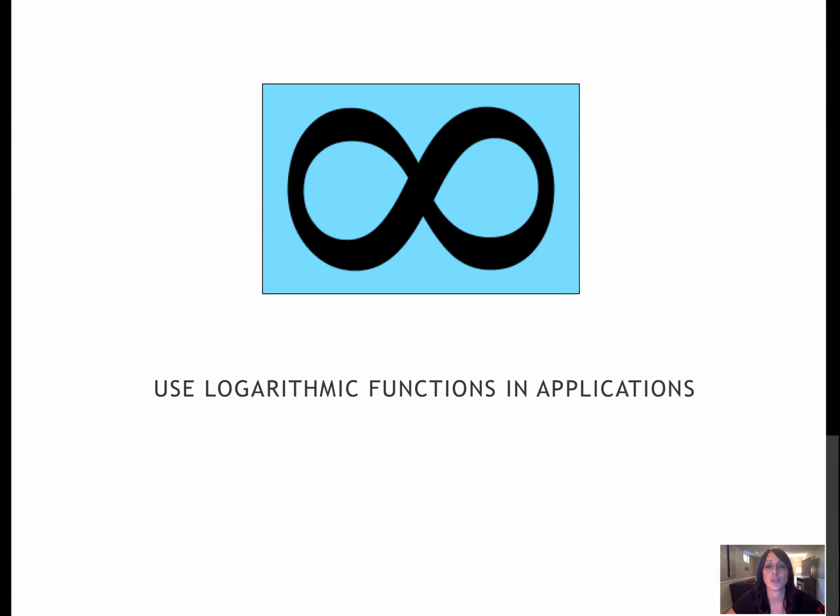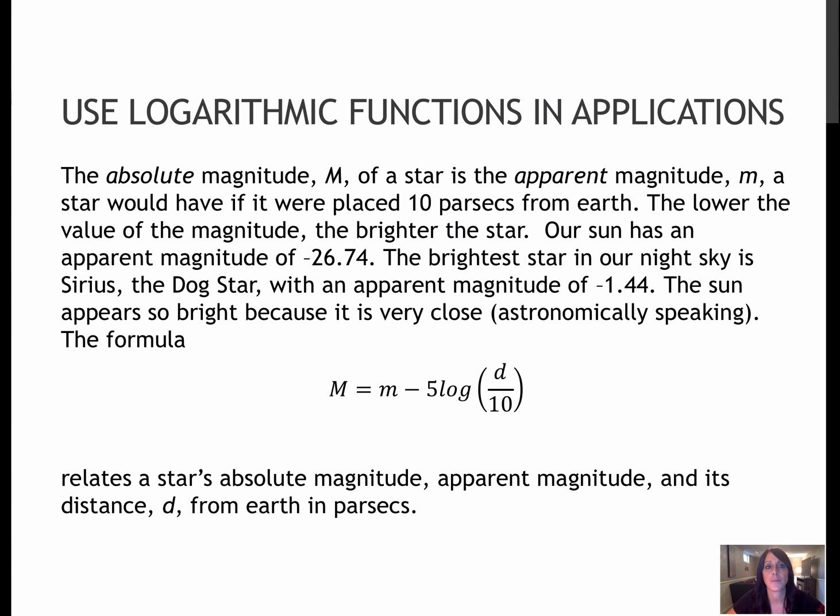Here are a few application questions dealing with logarithmic functions. I would pause right here to take a moment to read over this question and then press play so we can go through this question together.